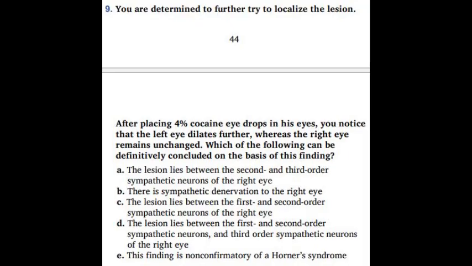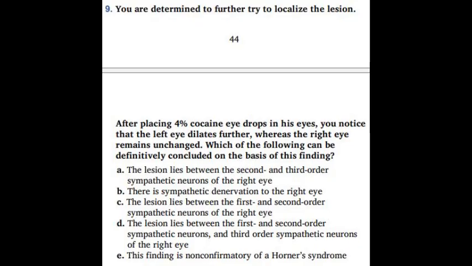When you place hydroxyamphetamine in the eye, it causes the release of norepinephrine from the third order neurons. And when norepinephrine is released, this will cause dilation of the pupil. Now, if that pupil dilates, it means that the problem is not from the third order neuron, it is from either the first or the second order neuron. If that pupil does not dilate, that means that the problem is from the third order neuron.